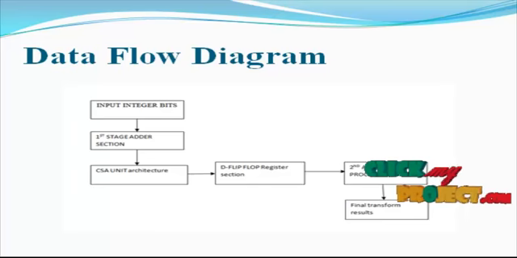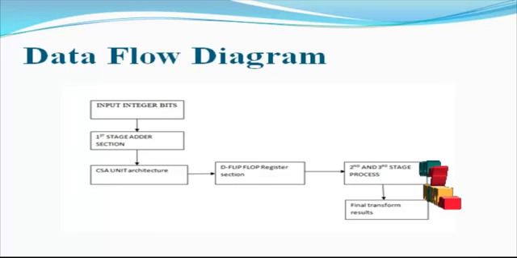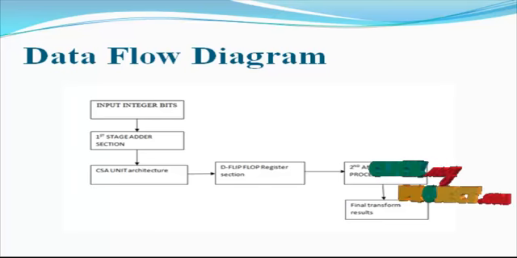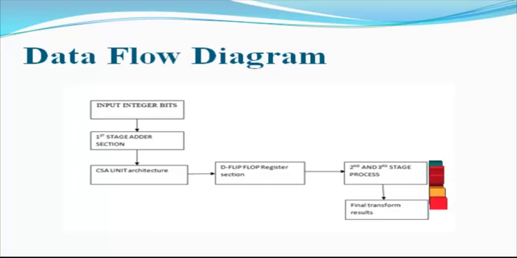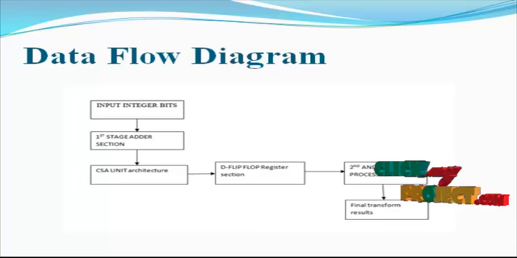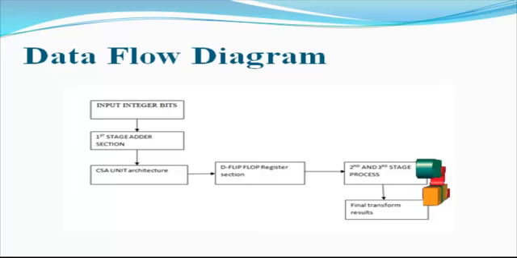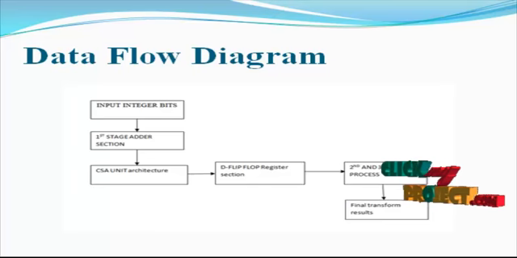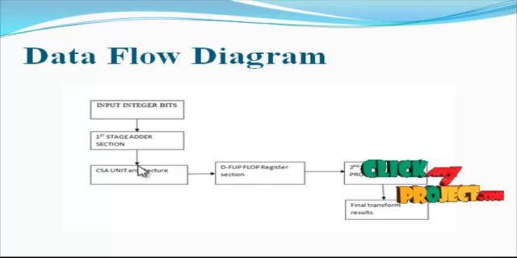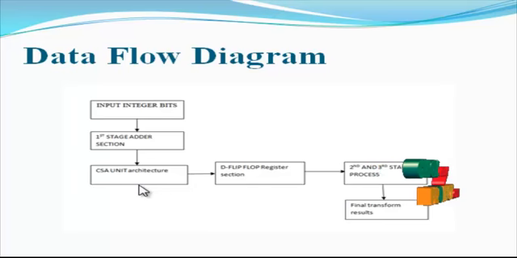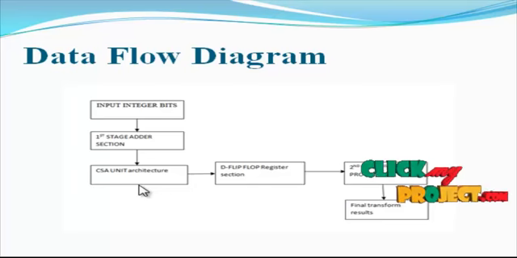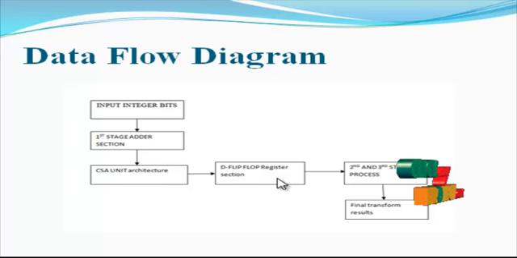The CSA architecture is used to reduce the carry propagation delay for our overall architecture. Thus the input integer bits are converted to binary. The binary bits are applied to the first stage adder section. This adder section applies the CSA unit addition architecture, and the CSA addition results are then applied to the D flip-flop register section.